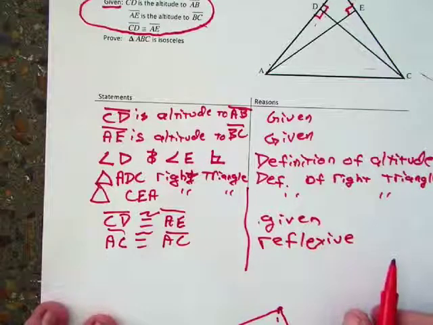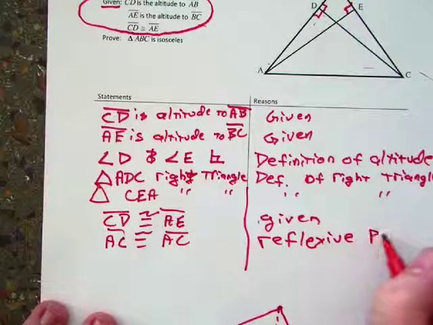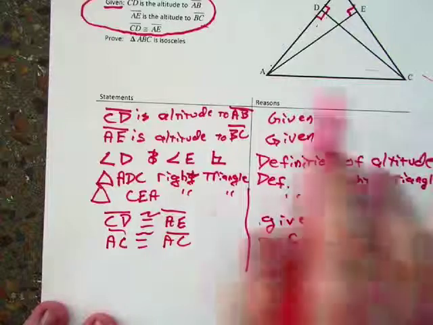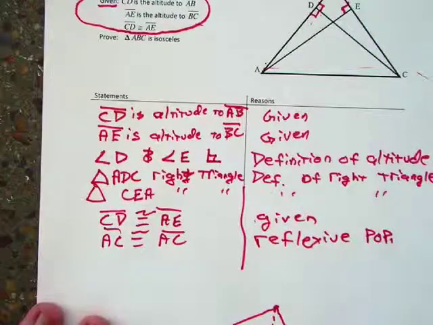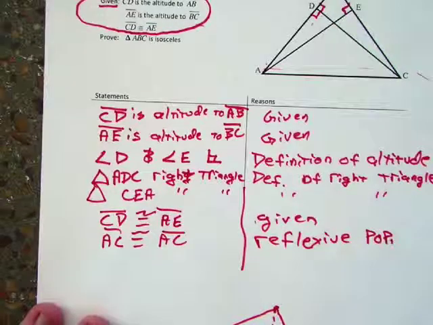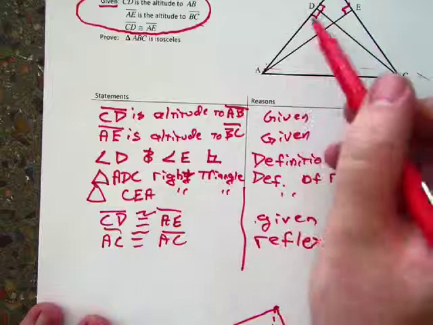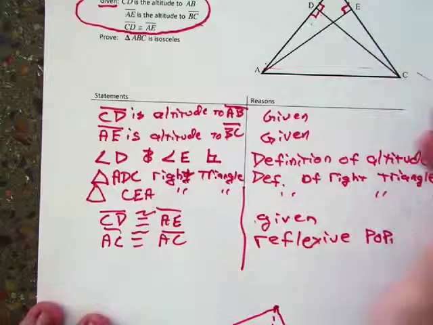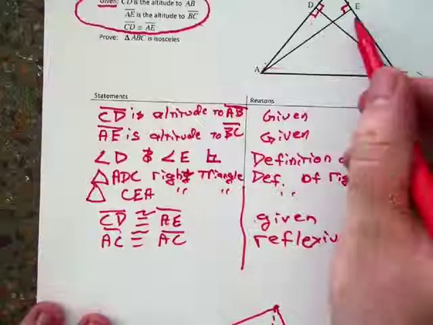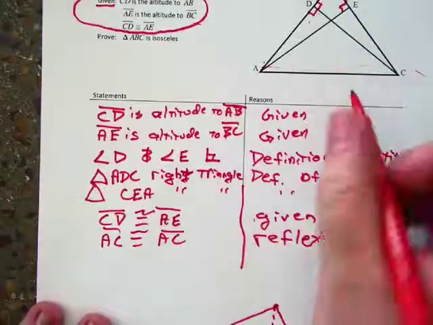Okay, so reflexive property of congruence. If it's the same line, then it has to be congruent. Okay, how does this help us? Well, that tells us that triangle ADC and triangle CEA are congruent.